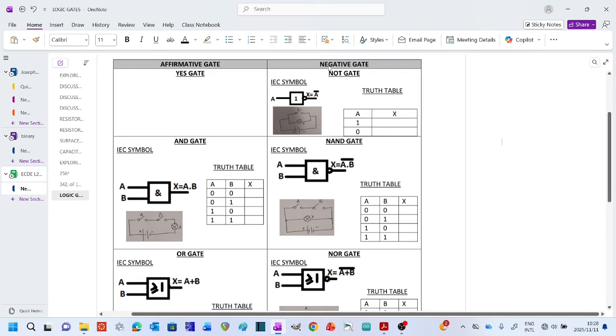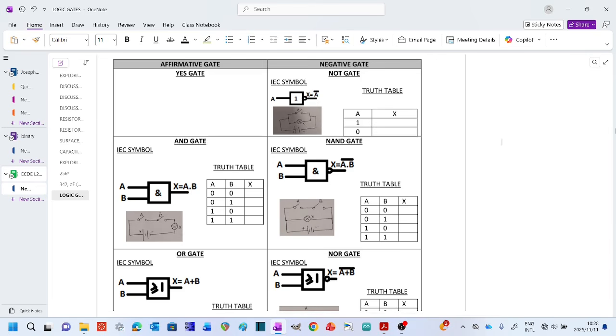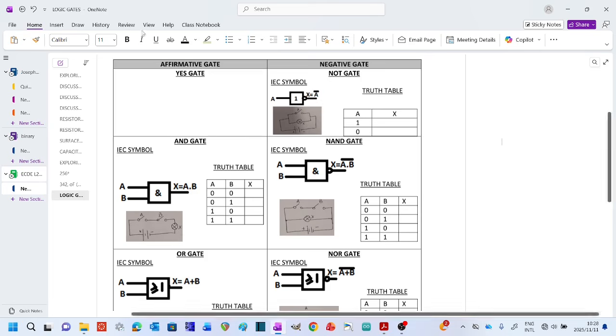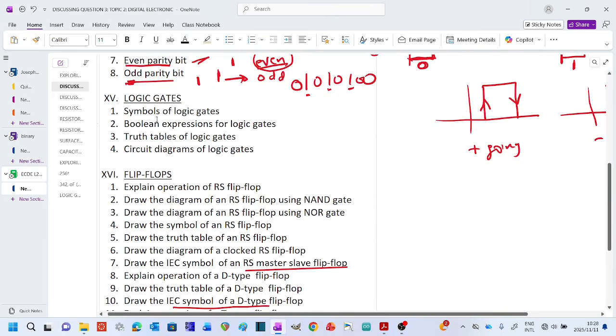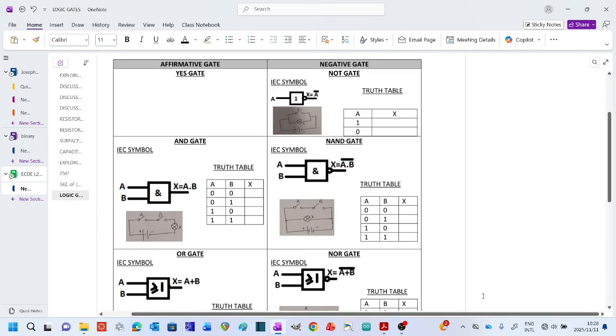So we start with the NOT gate. What you have to know about the logic gates, in my guideline here, is the symbol of a gate. We have 7 logic gates, and you have to remember the symbol of each one of them. Let me try to explain the symbols now.